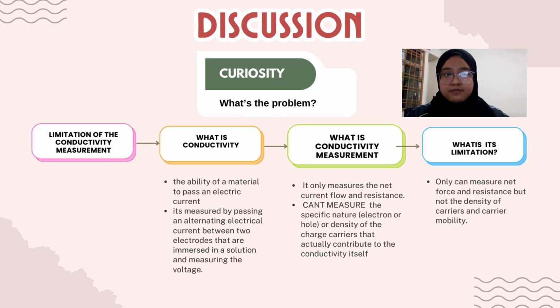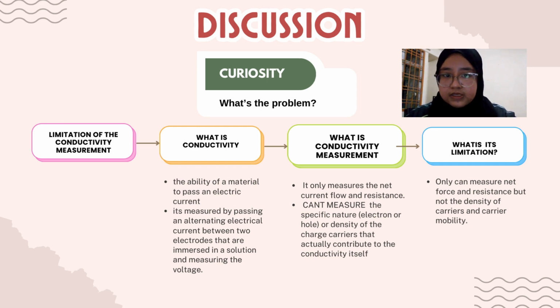Focusing on the discussion part, what's the problem? Okay, here there is a limitation of the conductivity measurement. But in the first place, we have to know what conductivity is. Conductivity is the ability of a material to pass an electric current, where it can be measured by passing an alternating electrical current between two electrodes that are immersed in a solution and measuring the voltage.